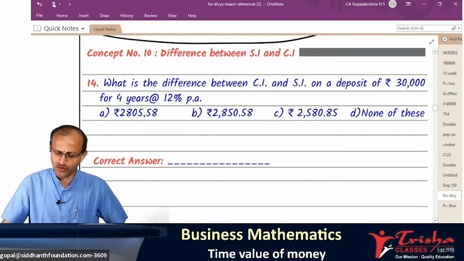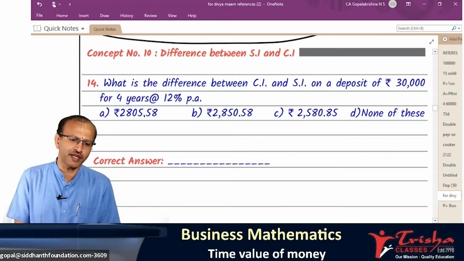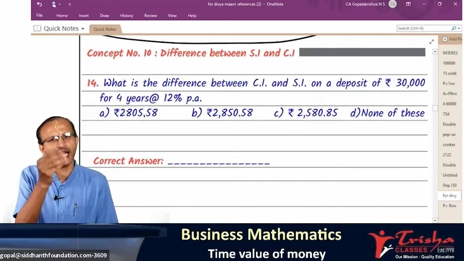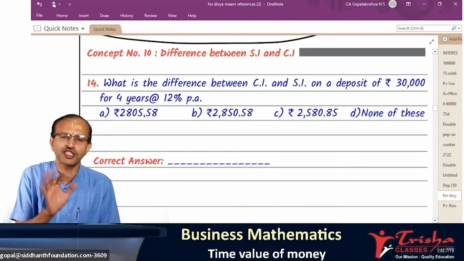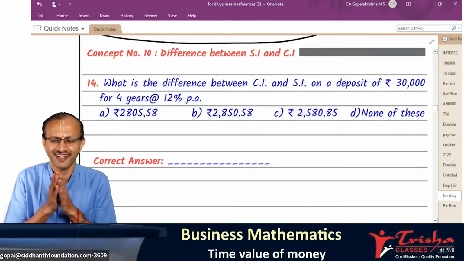Students, now I'm going to go for an important concept. All of you write in your notebook: CI and SI. In examination, it so happens that the question paper setter will give you a question which is generally time consuming. I will ask you this question, please answer. Ready? All of you are there with me?